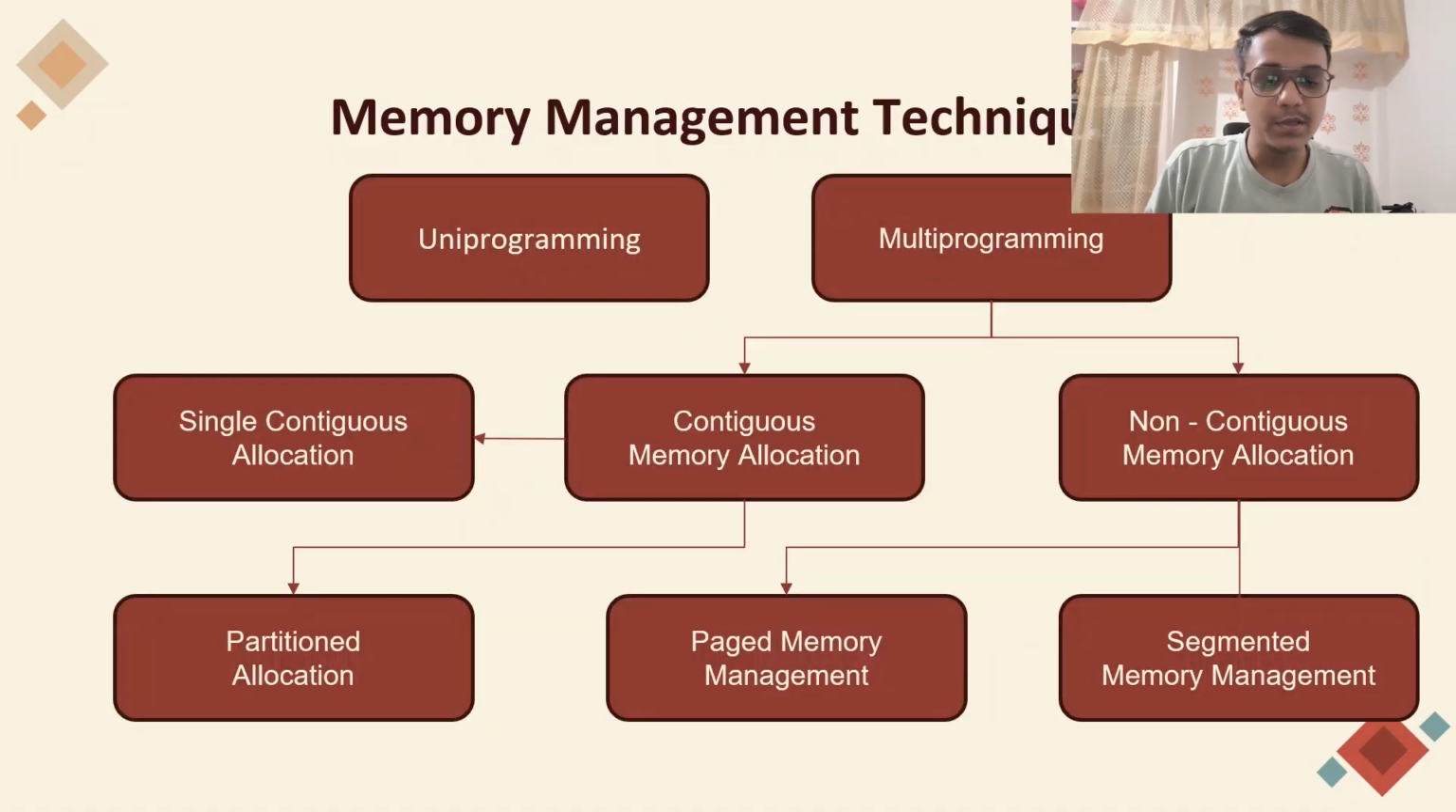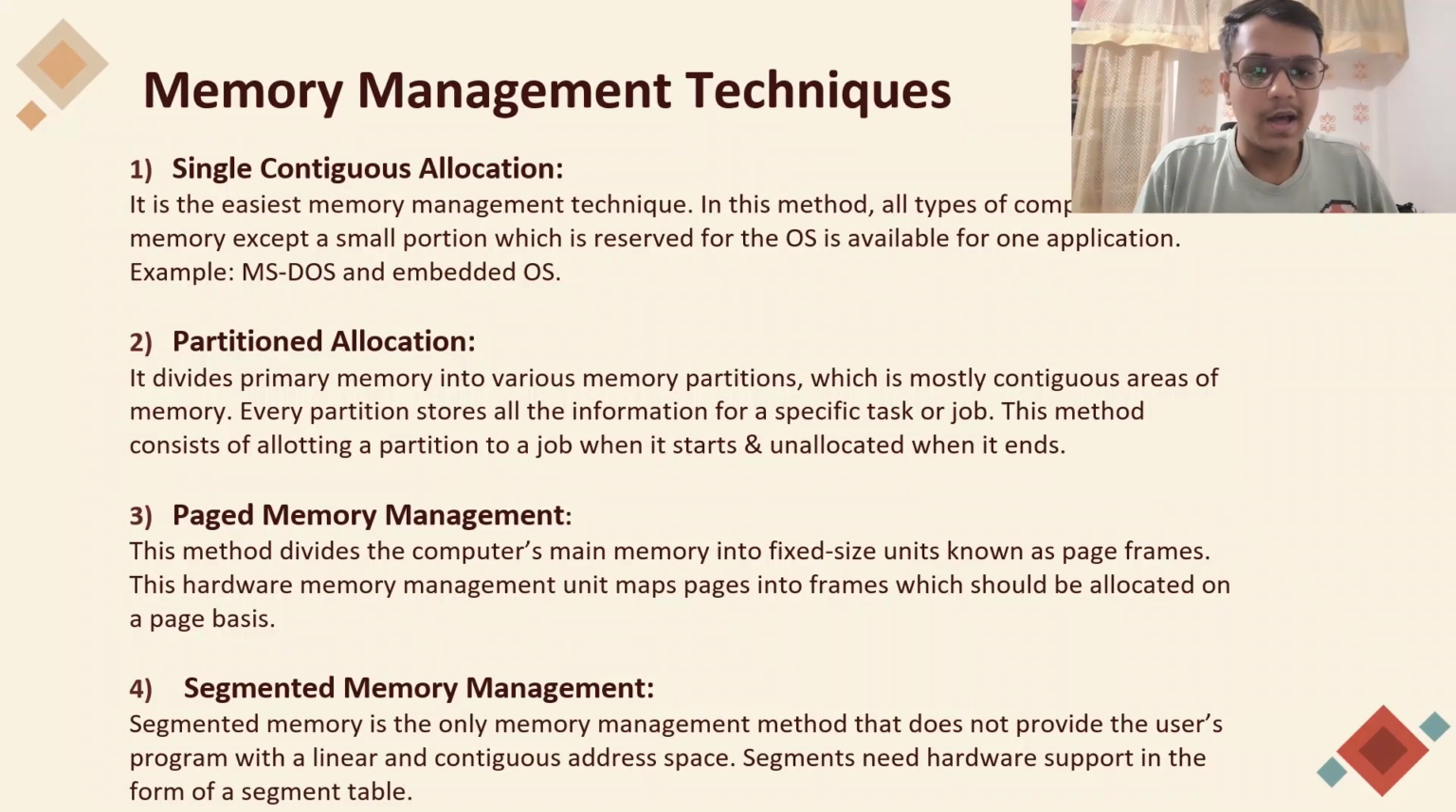Here are the key types of memory management techniques used in operating systems. There are two categories: contiguous and non-contiguous memory allocation. Under this we have single contiguous allocation, partitioned allocation, paged memory management, segmented memory management, multi-programming and uniprogramming. Let's go over each one quickly. Now let's understand how each technique works. In a short manner, first we will discuss single contiguous allocation.